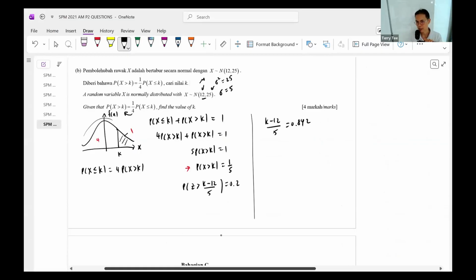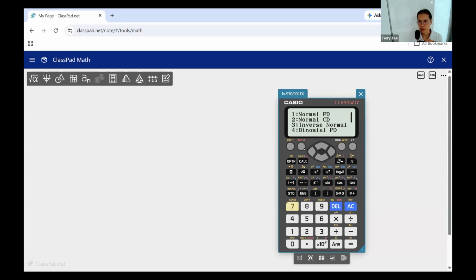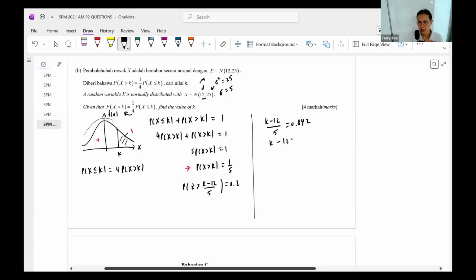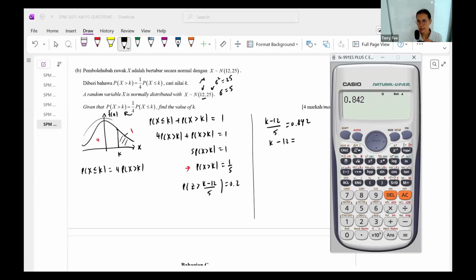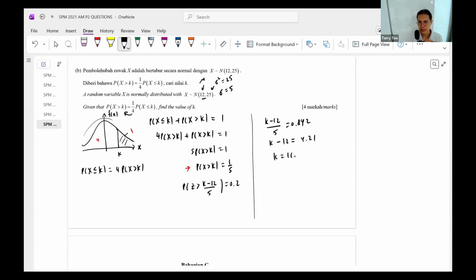Now you can also use your calculator. Okay, let me show you here using this calculator. Menu 7. Go to number 3, inverse norm. Area 0.2, press equals. But remember, the calculator will give us negative, because calculator reads from the left hand side. Just drop the negative, 0.842, right? 3 decimal only, z value 3 decimal, 0.842, yeah, same answer. You get exactly the same if you were to use your table. Okay, so take 0.842, you times with 5, so you get 4.21. Then you plus 12, 16.21. There you go. That's your k value.